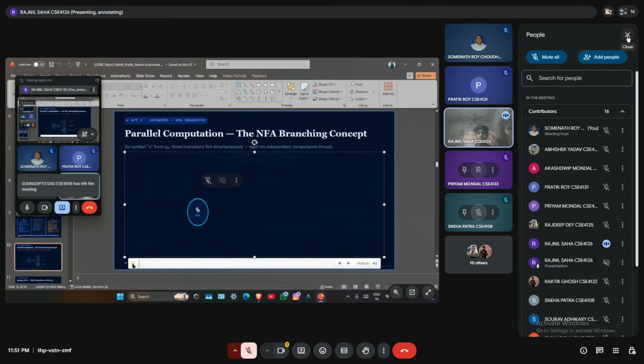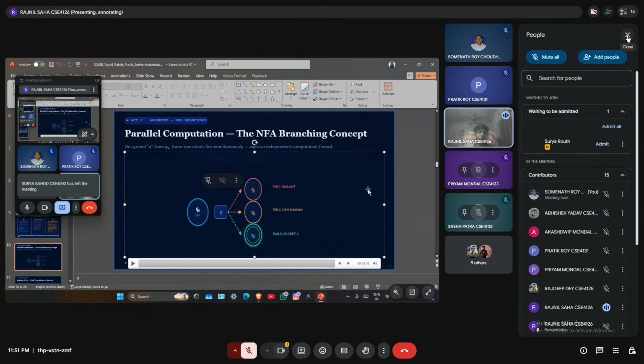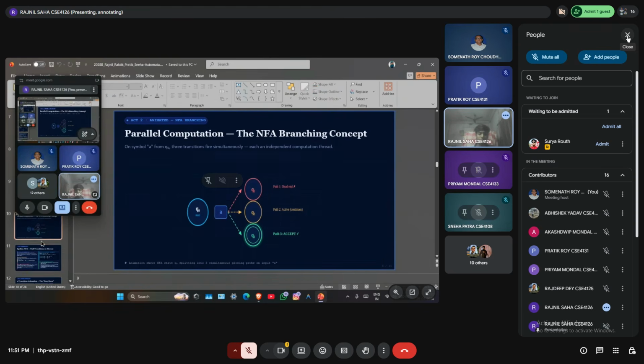Next, we have parallel computation, that is, the NFA branching concept. When the NFA reads a symbol, such as A here from state Q0, it doesn't pick one path. It splits into 3 simultaneous paths, leading to Q1, Q2, and Q3. Path 1 dies, path 2 continues, but path 3 reaches an accept state. Since at least one path accepts, the NFA accepts the string. This is the core power of non-determinism.